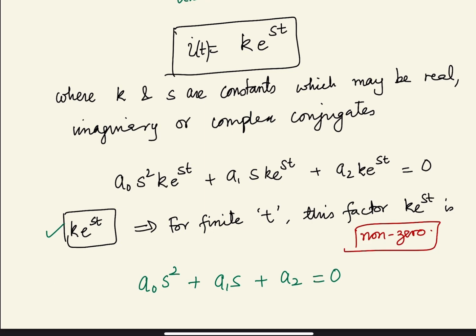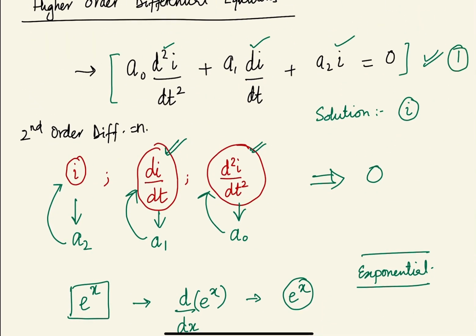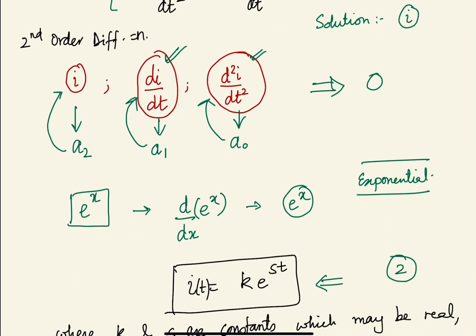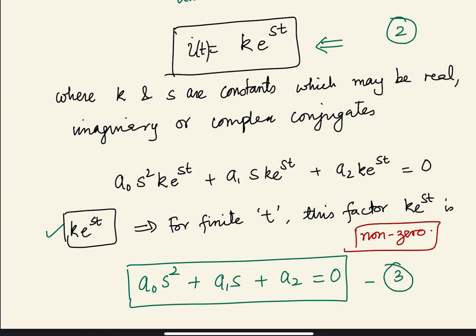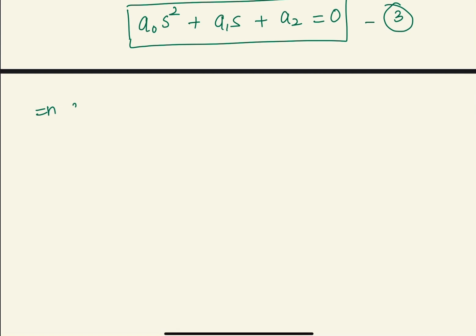So for I equal to k e to the power st to be the solution of the above differential equation, this equation must hold. Do you understand? For the differential equation, equation number 1, if equation number 2 is the solution, then the requirement is that equation 3 must hold. Now equation number 3 is a very useful and very famous equation, and you will encounter it everywhere in your engineering course. This equation number 3 is known as the characteristic or auxiliary equation.